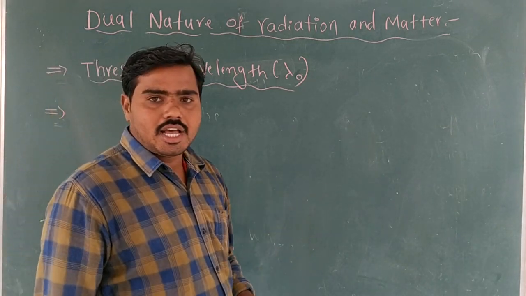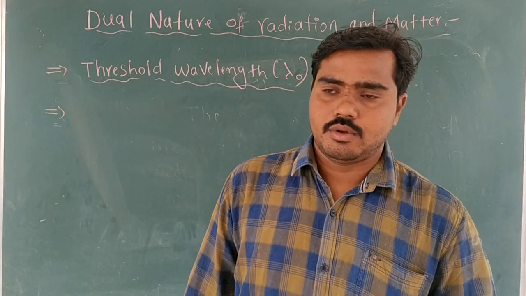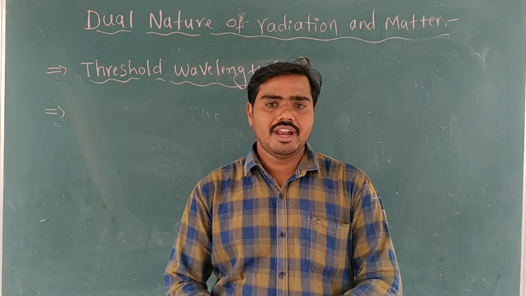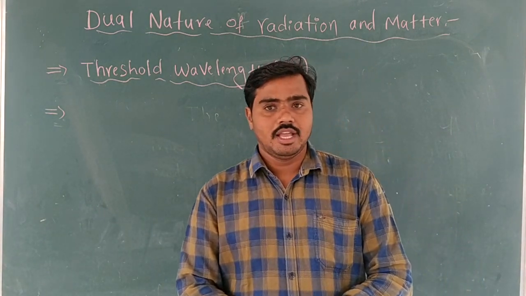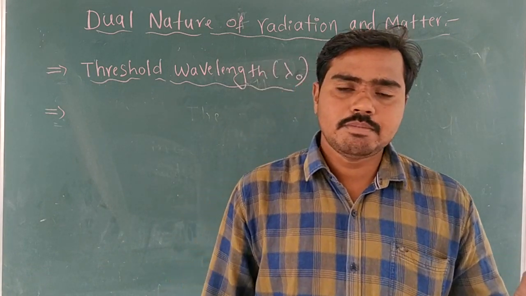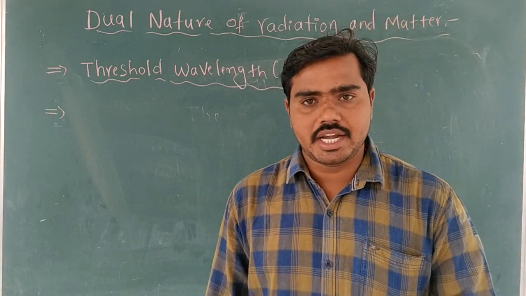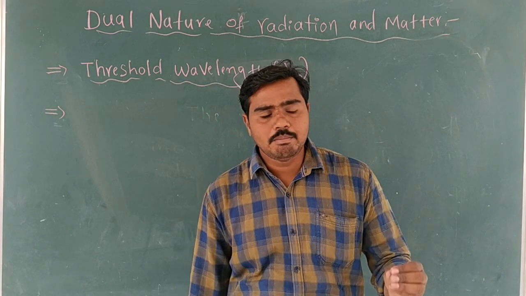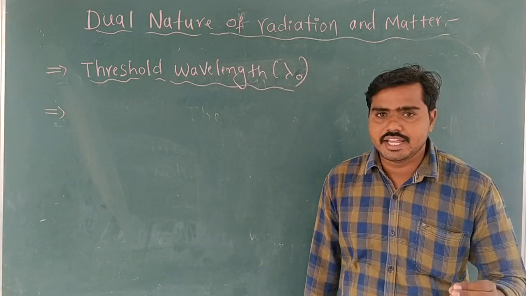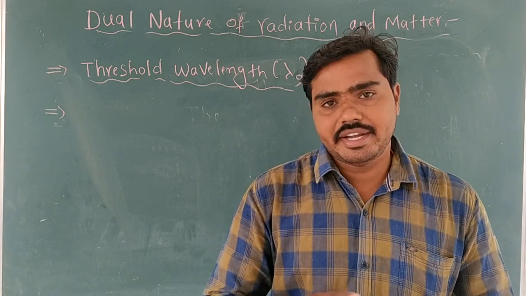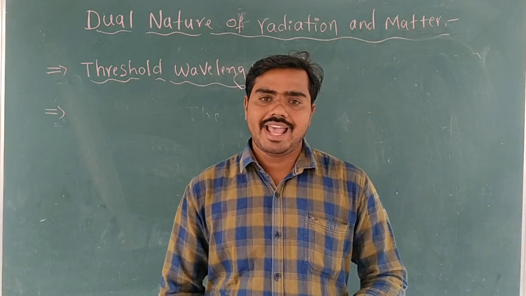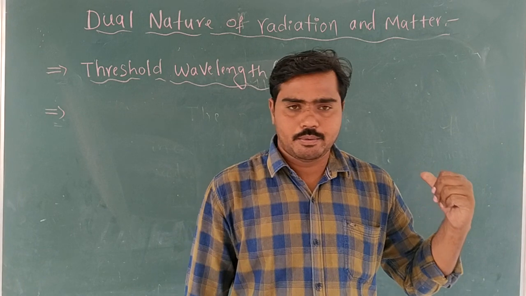Next one is the threshold wavelength. Threshold frequency is already over. What is the definition of threshold wavelength? It is the maximum wavelength of the incident radiation above which photoelectric emission does not take place. That is called threshold wavelength.